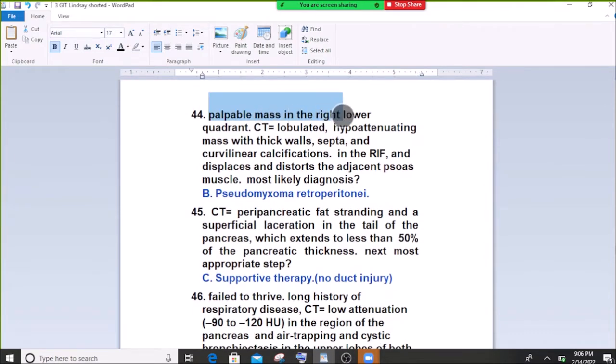44. Palpable mass in the right lower quadrant. CT shows a Doppler and hypo-enhancing mass with thick walls, septae, and curvilinear calcification in the right iliac fossa, which displaces and distorts the adjacent psoas muscle, most likely diagnosed as mucinous cystadenoma peritonei.